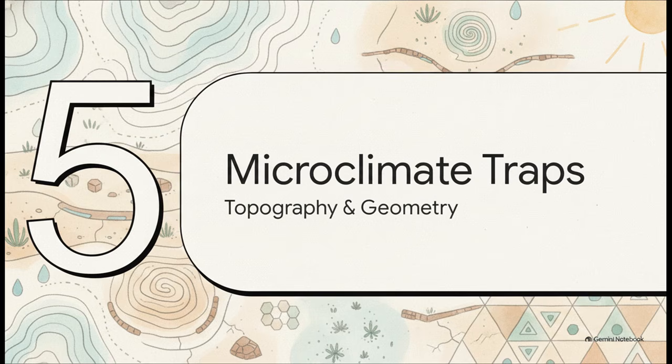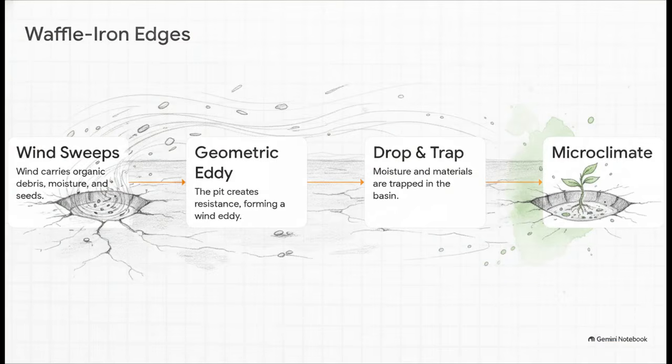Section 5. Topographical microclimate traps. Now, in harsh, arid climates, changing the shape of the ground is a matter of sheer survival. When resources are incredibly scarce, designers use pitted surfaces, kind of resembling a waffle iron, to mathematically hack the environment and capture resources. Let's walk through the mechanical process of how this actively builds a microclimate out of basically nothing.